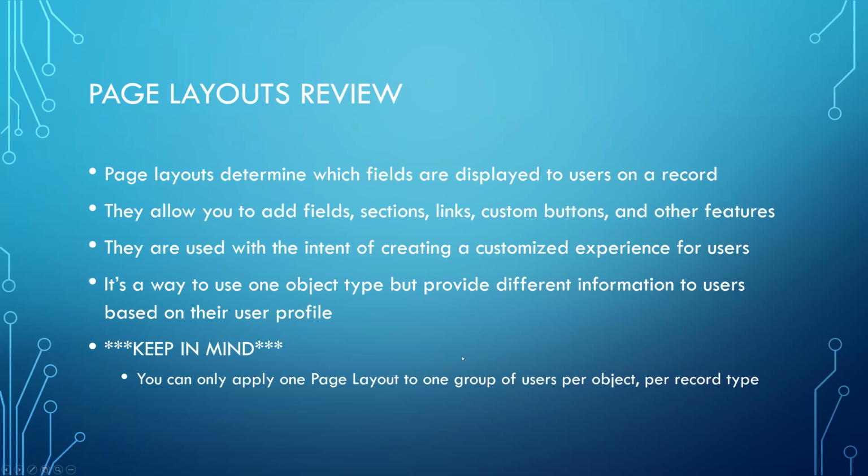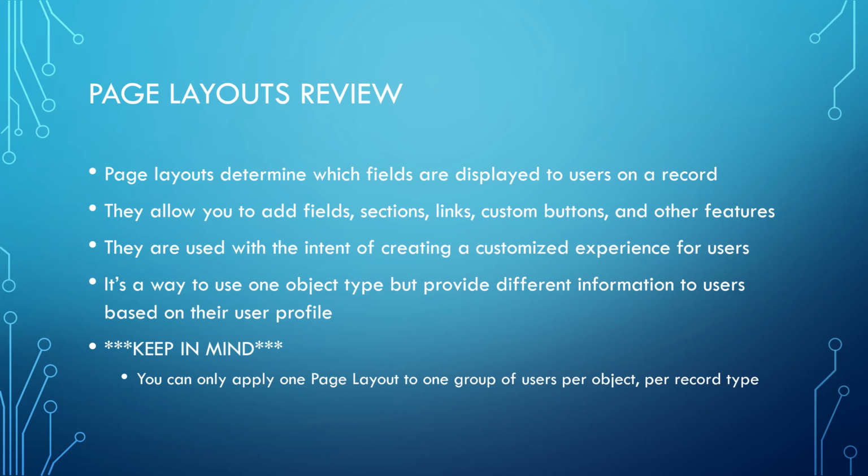There we go. Page layouts review. Page layouts determine which fields are displayed to users on a record. They allow you to add fields, sections, links, custom buttons, and other features. They are used with the intent of creating customized experiences for users. It's a way to use one object type but provide different information to users based on their user profile.